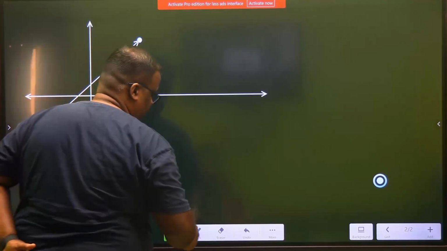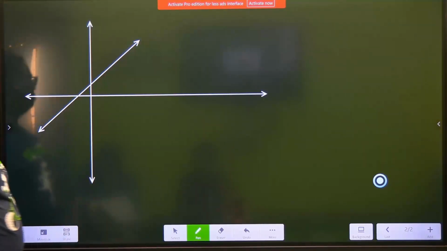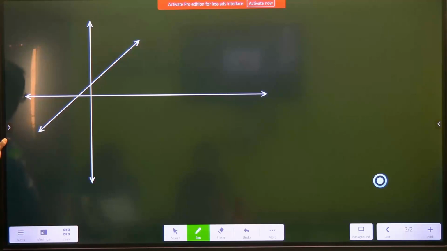This is a line, okay? This is a line. What does the slope of this line mean? Okay? This will help you in class 11 also, and in class 9.